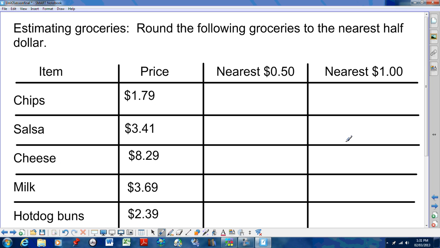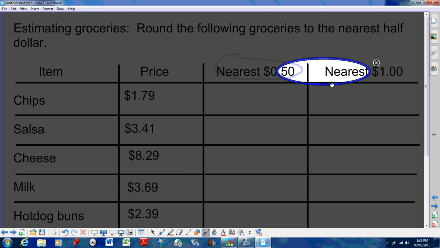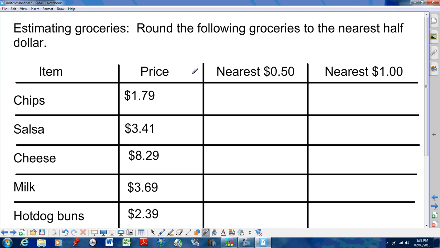So here are some examples, and we can round to the nearest dollar. I'm going to do a little bit of both here. We can round to the nearest 50 cents, and we can also round to the nearest dollar. We're going to do a bit of both, so you get to see both in action, and we're going to flip-flop back and forth. So let's start with rounding to the nearest 50 cents.